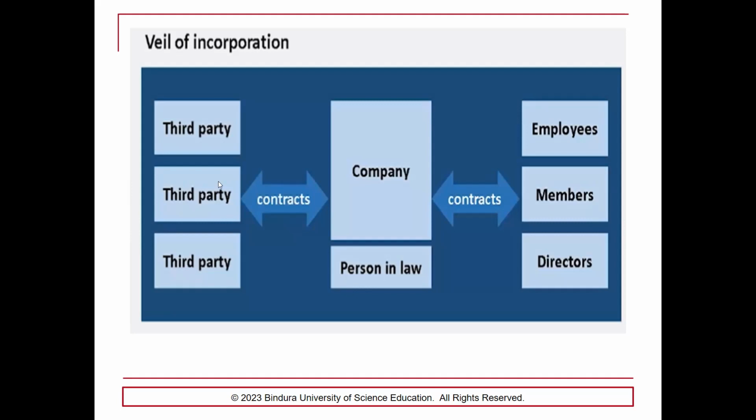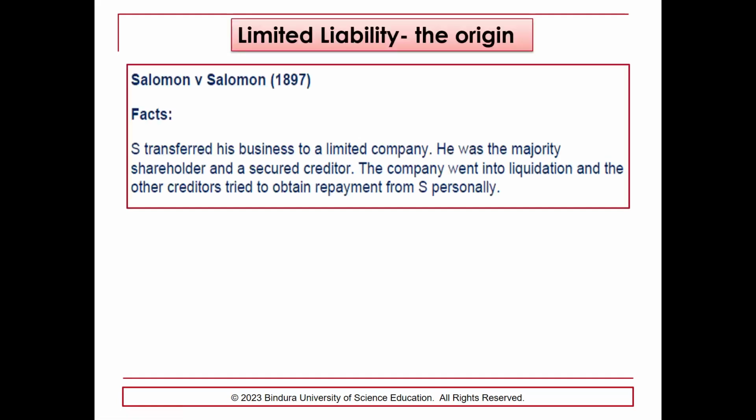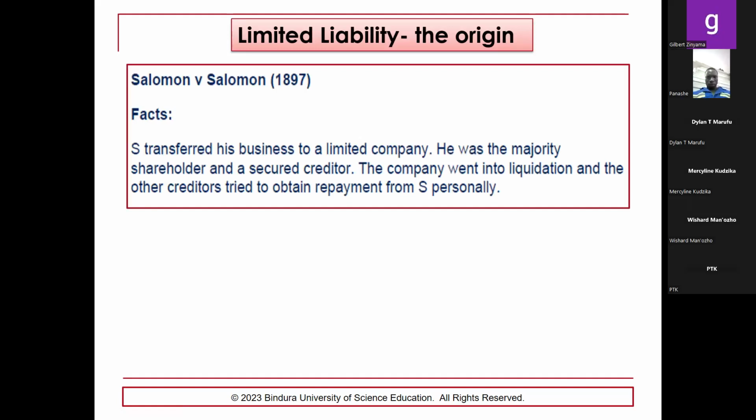Right. So perhaps let's consider where the concept of limited liability comes from. There was a case in 1897 of a sole trader whose name was Solomon. Solomon started his business and operated the business as an individual until such a time when he then decided that he wanted to register it as a company.